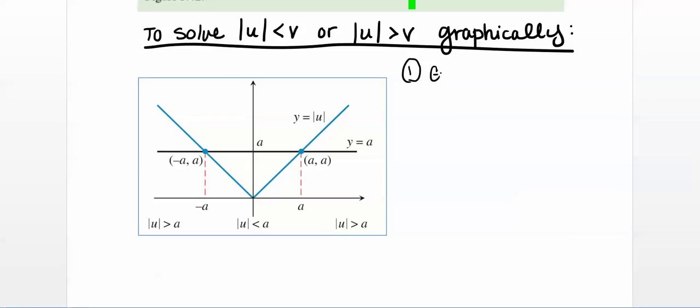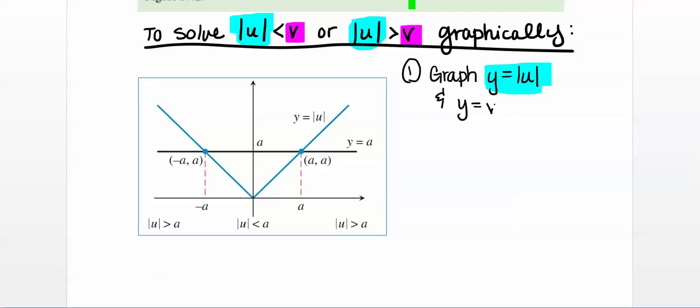First, you're going to graph each side of that, just like we did when we were solving equations graphically. We're going to graph y equals the absolute value of u, right? That would be this side. So you're going to go into Desmos or a graphing calculator, and you're going to do y equals the absolute value of u. Then you're going to graph v. Specifically, you're going to graph y equals v. That's just going to be a horizontal line.